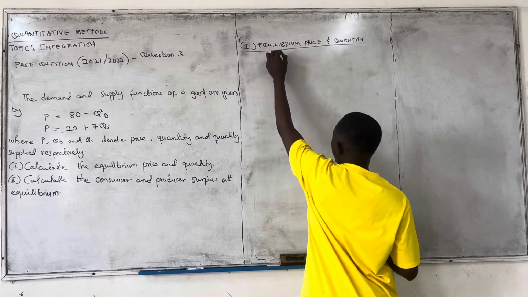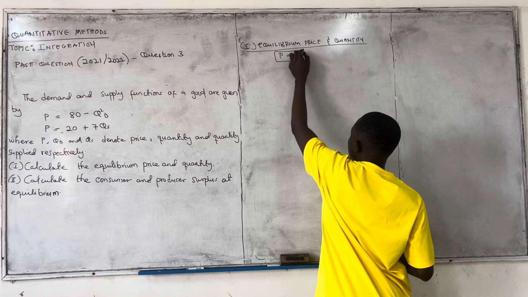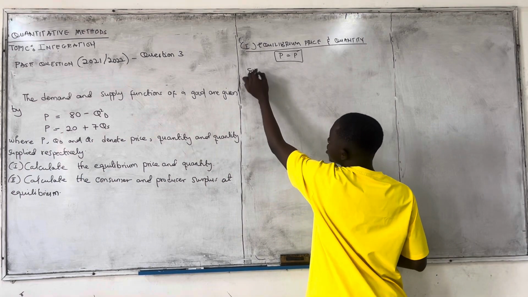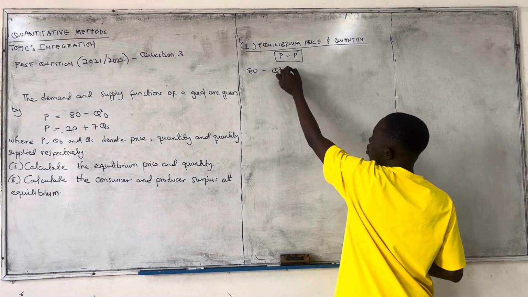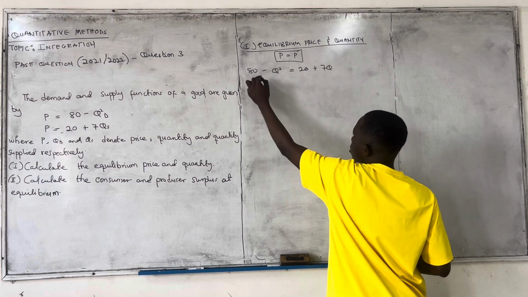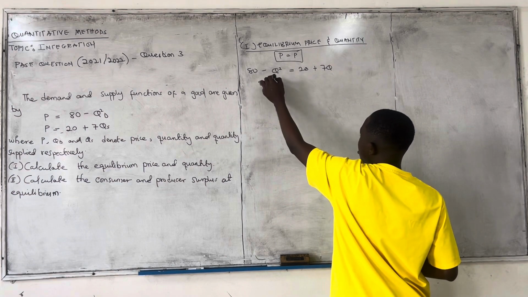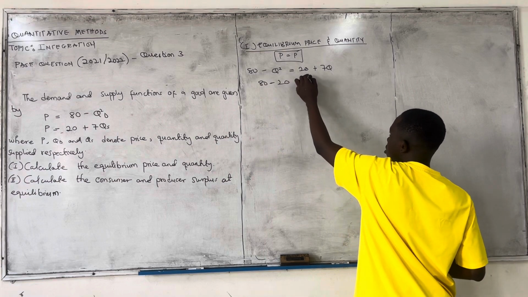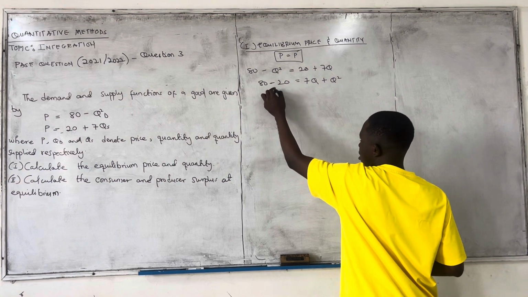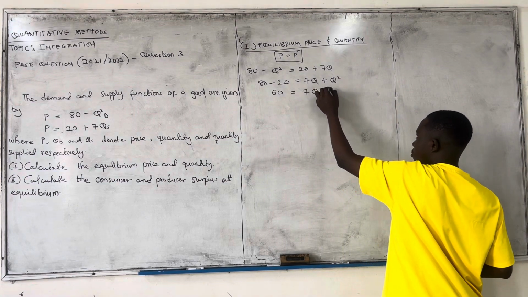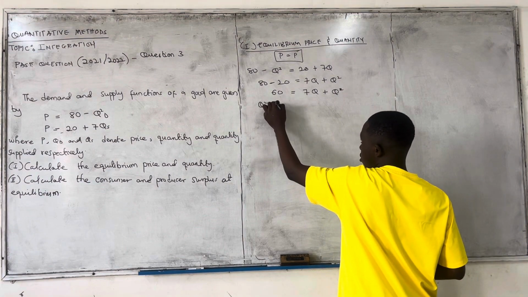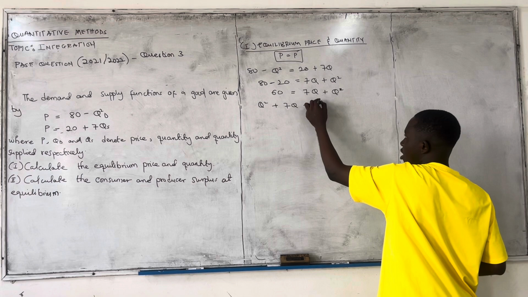So with the equilibrium price and quantity, we know P is equal to P, like the previous one we did. So the first one is 80 minus Q squared is equal to 20 plus 7Q. We group like terms. This is 80, you move this minus 20. This is 7Q, you move this one as well. We have plus Q squared. This gives us 60 equals 7Q plus Q squared. So we can group like terms: Q squared plus 7Q, you move this minus 60.